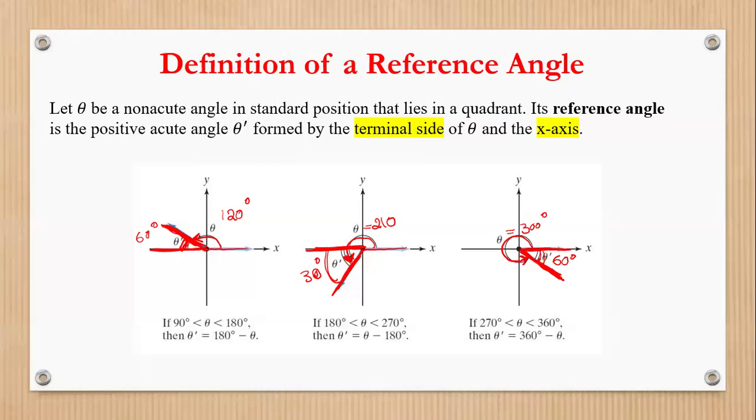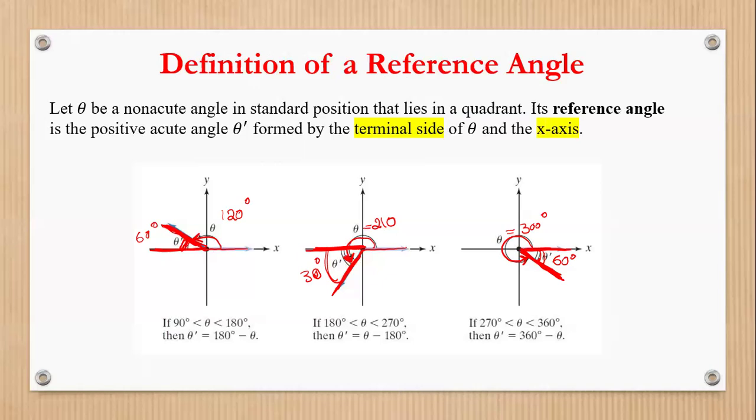And don't forget that the reference angle is always a positive angle, and it's always an angle less than 90 degrees, like 30, 60, 45, or 15, or 20, or 55. It's not more than 90 degrees. If it's more than 90 degrees, that means something is wrong.